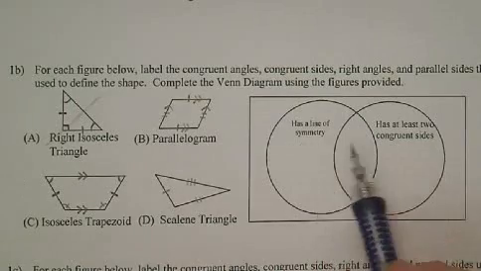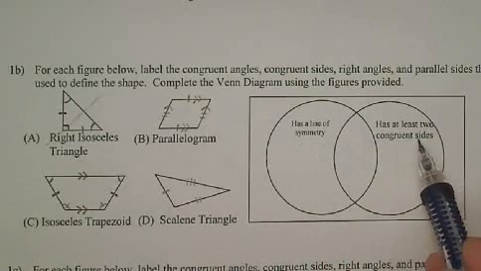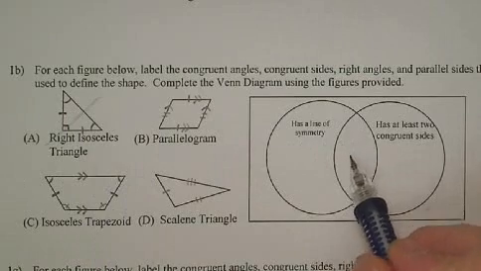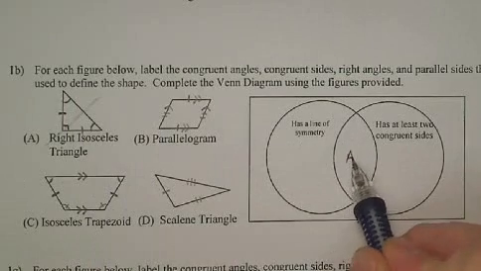Let's go ahead and try it this way. Has at least 2 congruent sides. Yes, 2 congruent sides, so the right isosceles triangle fits both of these categories. We'll put that in the middle.